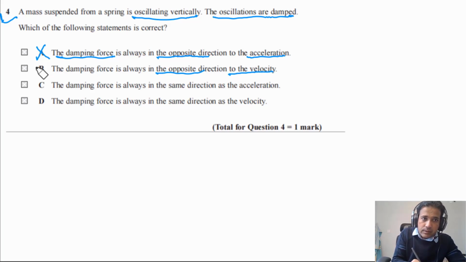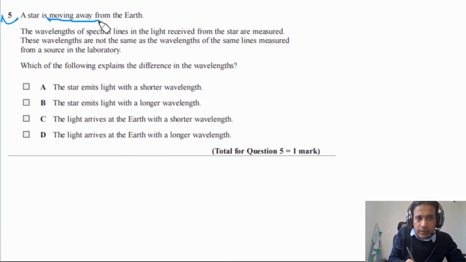The damping force is always in the opposite direction to the velocity. This statement is correct. The damping force is always in the same direction as the acceleration. This is incorrect. The damping force is always in the same direction as the velocity. This is also incorrect. Question 5 says a star is moving away from the Earth. The wavelengths of spectral lines in the light received from the star are measured. These wavelengths are not the same as the wavelengths of the same lines measured from a source in the lab. Which of the following explains the difference in the wavelengths?